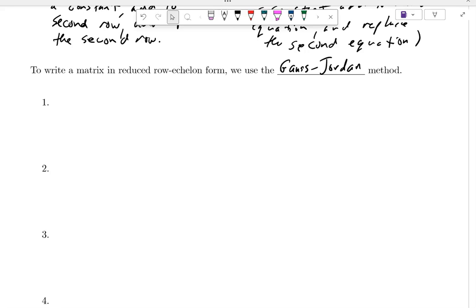Okay, so remember, what was the first thing that we did when we wanted to put a system in triangular form? What was the first step? What was the coefficient on the x? Well, 1, right. So we wanted to get a 1x in the upper left-hand corner. That's going to be the exact same thing for this process. We're going to get a 1 in the top left corner of the matrix.